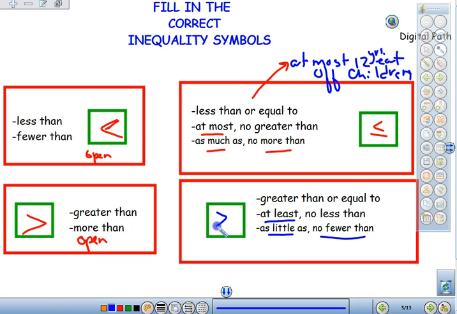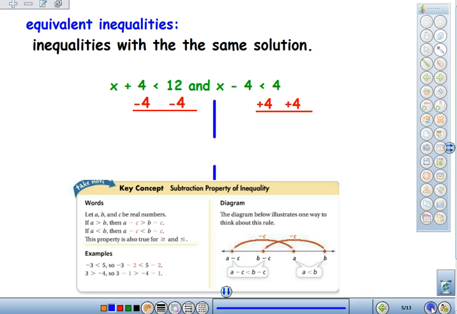Greater than or equal to, at least, no less than, as little as, no fewer than. All of those really mean greater than or equal. Think of the phrase at least: you need to be at least 18 years old to vote. What they're really telling you is that you have to be greater than or equal to 18. You can't be 17, you can't be 17 and a half, but once you turn 18, you can vote.